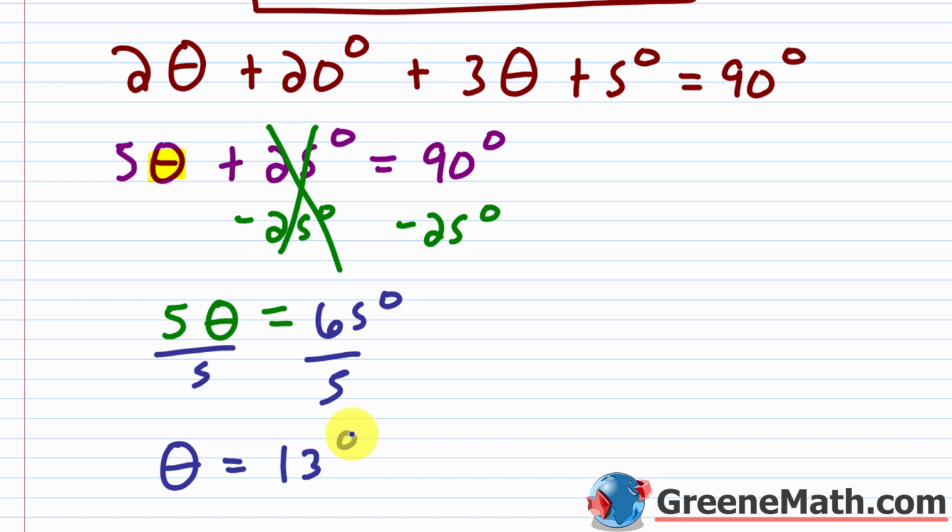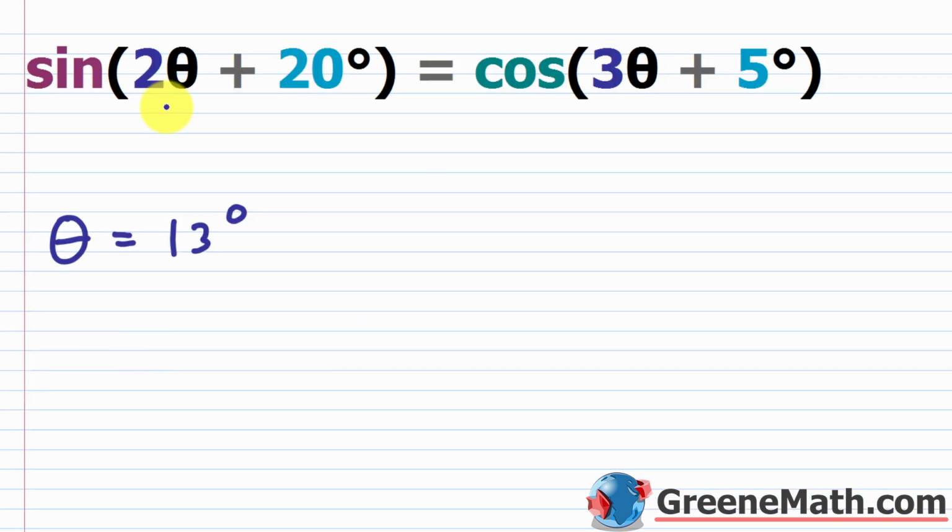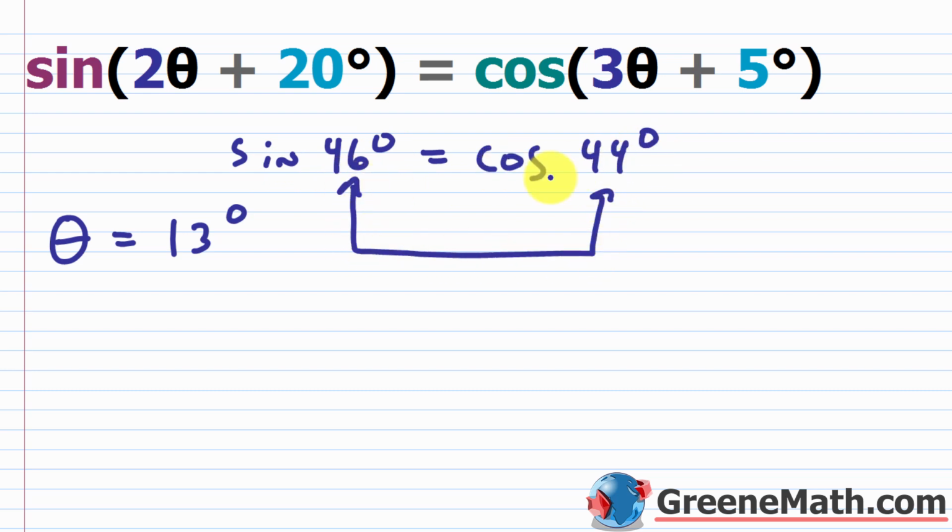Now, if you want to check this, all you would do is plug in. So 2 times 13 degrees is 26 degrees. 26 degrees plus 20 degrees is 46 degrees. So sine of 46 degrees is equal to cosine of what? 3 times 13 degrees is 39 degrees. 39 degrees plus 5 degrees is 44 degrees. So is this true? Yes, it is. Sine of 46 degrees is equal to cosine of 44 degrees. Again, this plus this has got to be 90 degrees. And of course, you have your sine and cosine.